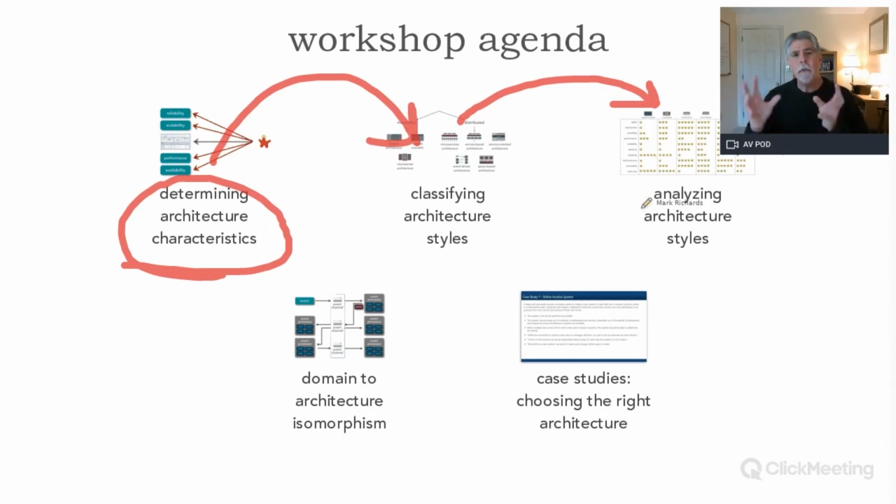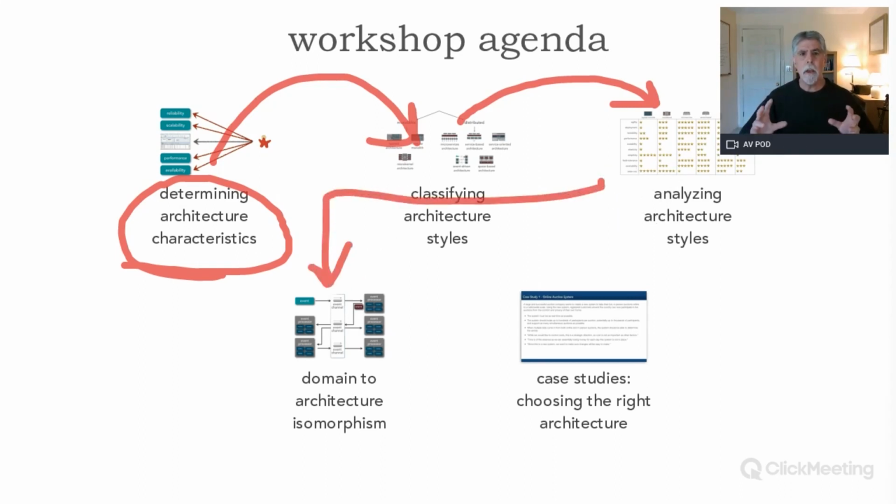After we've kind of analyzed and built a scorecard of these, we're going to be looking at another aspect, which is actually analyzing architectures from what's called a domain to architecture isomorphism. Does the shape of the architecture match the shape of the problem we're trying to solve? I'll describe what that means and we'll see some examples.